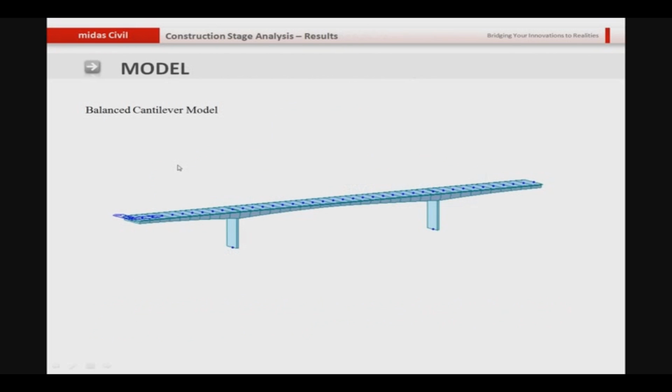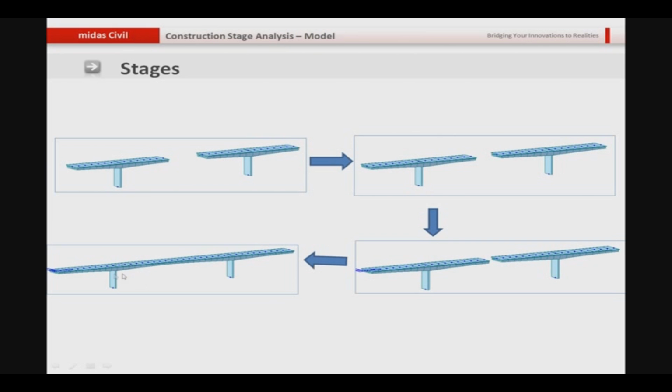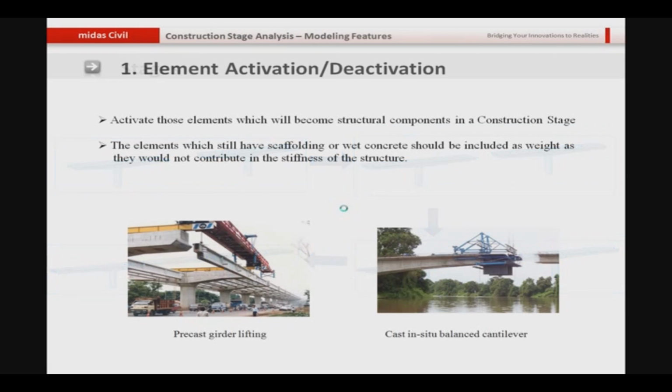So this is the balanced cantilever model, and today I'm going to show you how to model the construction stages of a balanced cantilever bridge. And these are the stages. In the first stage we have the pier and the pier table. Then we keep on adding the segments on the left and the right arm of the bridge, and this is how the construction is going on, and finally we get the whole bridge. So this is something we are going to simulate today in the construction stage analysis online training.